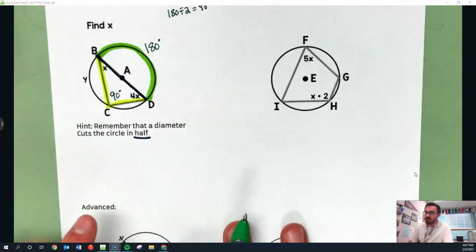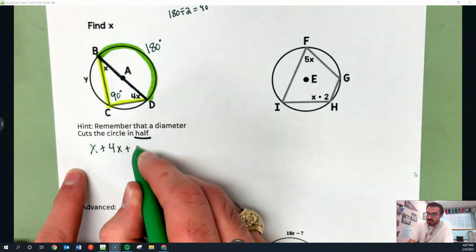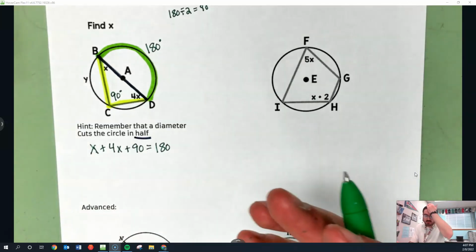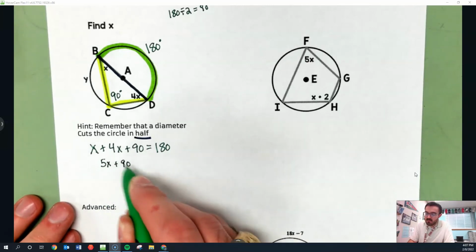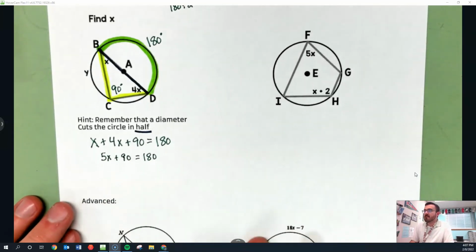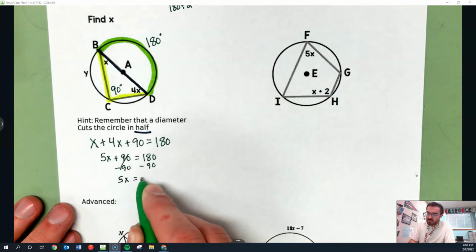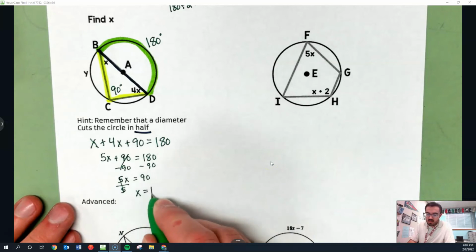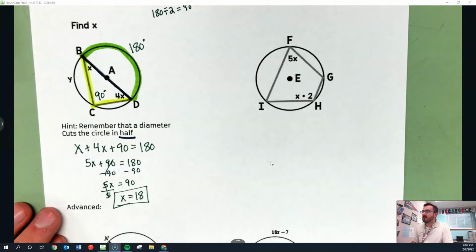180, obviously. So we would do x plus 4x plus 90. All that's going to equal 180 because all the angles in a triangle always add up to 180. X plus 4x, 5x, plus 90 equals 180. I'm just going to continue to solve this. 5x equals 90. I believe your answer here is going to be x equals 18. X equals 18. Okay, so we had a missing side.